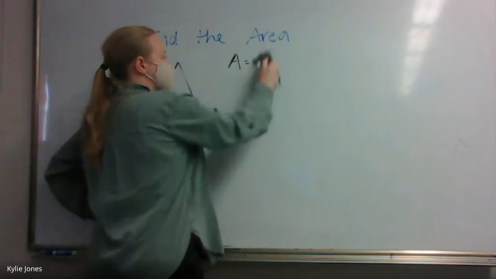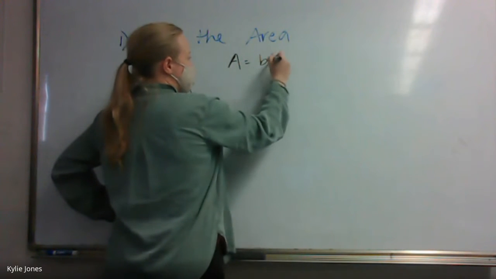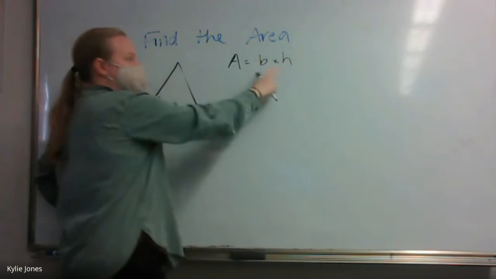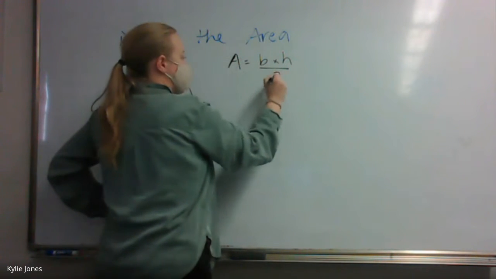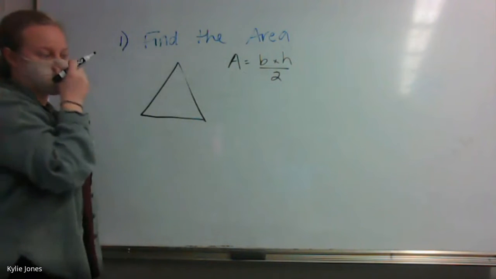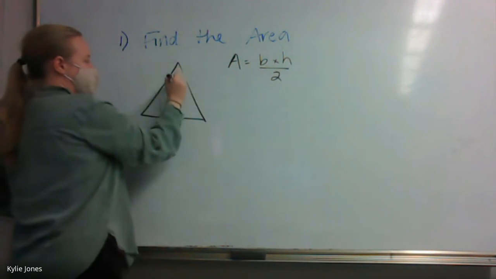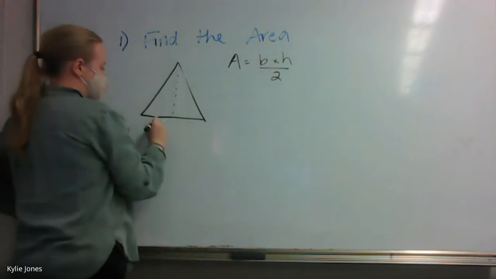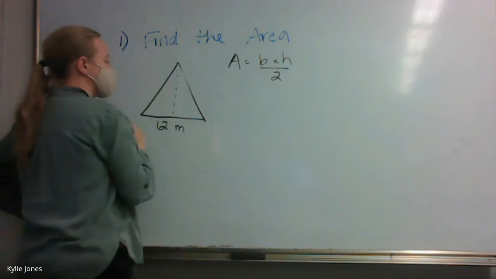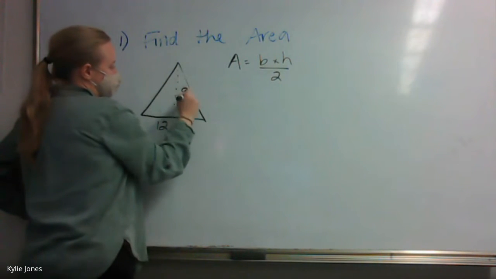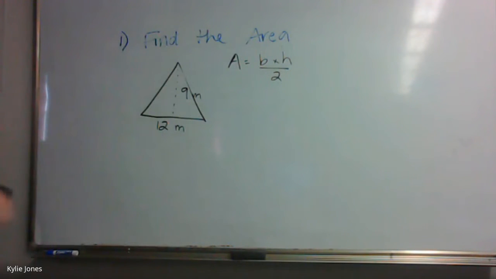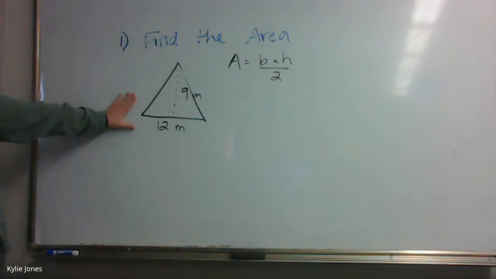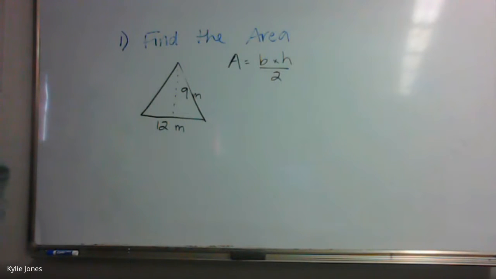Let's do that. We have base times the height, and then after you multiply those, what do you have to do? You have to divide by 2. Or multiply by 1/2, yeah. So let's say that my base is 12 meters and my height is 9 meters. Go ahead and take about 2 minutes. Find the area of this one, please. Again, everybody needs to be trying them.